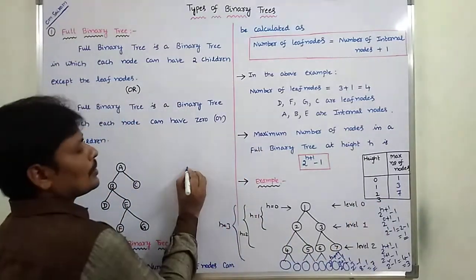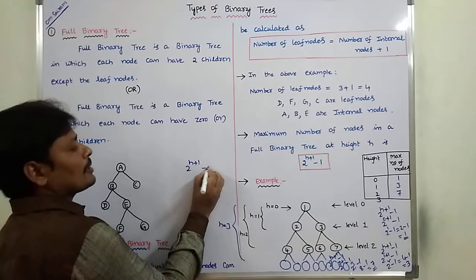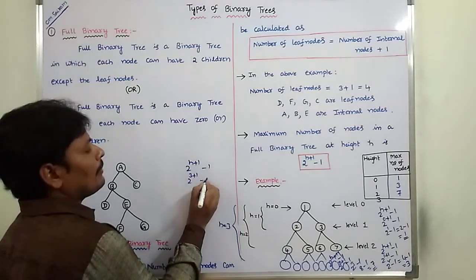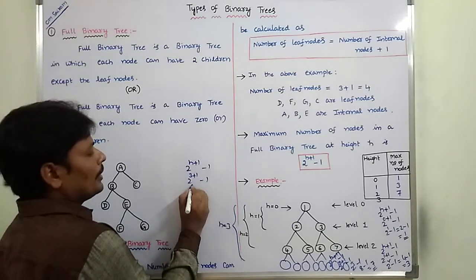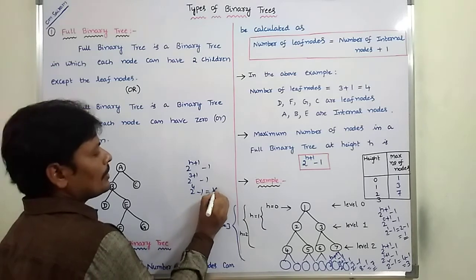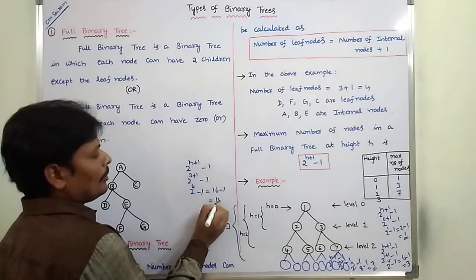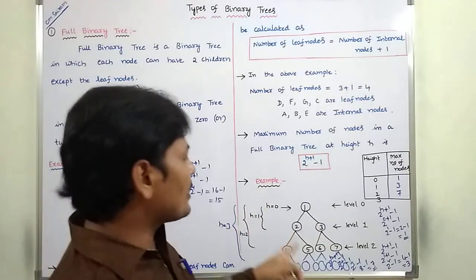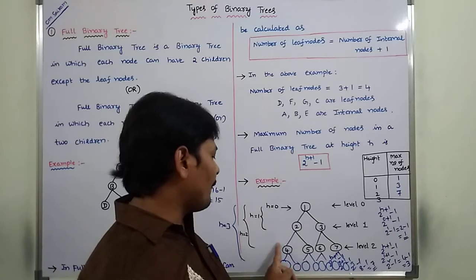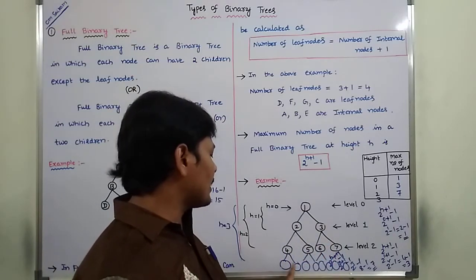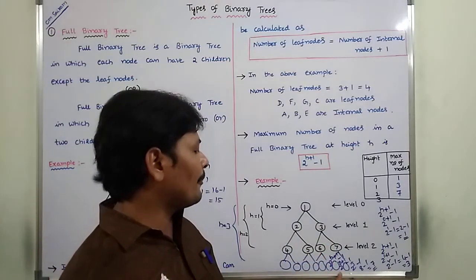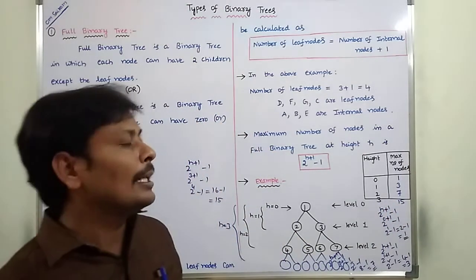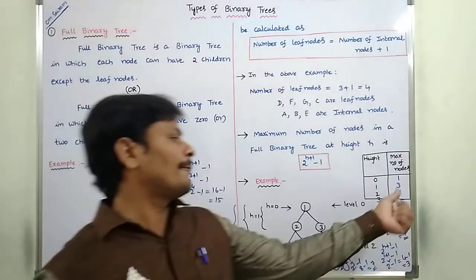So now we have to substitute it: 2 power h plus 1 minus 1. 2 power h is equal to 3. So 3 plus 1 minus 1. 2 power 4 minus 1, that is equal to 16 minus 1, that is equal to 15. Okay, at h is equal to 3. So 15 means 1, 2, 3, 4, 5, 6, 7, 8, 9, 10, 11, 12, 13, 14, 15. So maximum number of nodes in height 3 is 15.